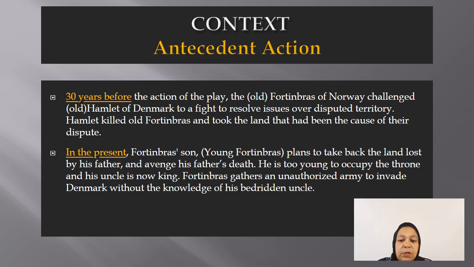So what you need to know is that 30 years before the actual commencement of the play itself, old Fortinbras of Norway had challenged old Hamlet, this is young Hamlet's father, of Denmark, to a fight so that they could resolve the issue over some disputed territory. Apparently, old Hamlet had then killed Fortinbras and had taken the land that had been the cause of this dispute.